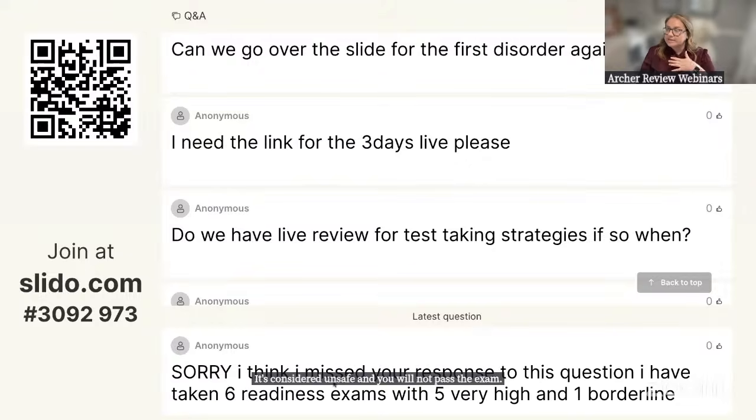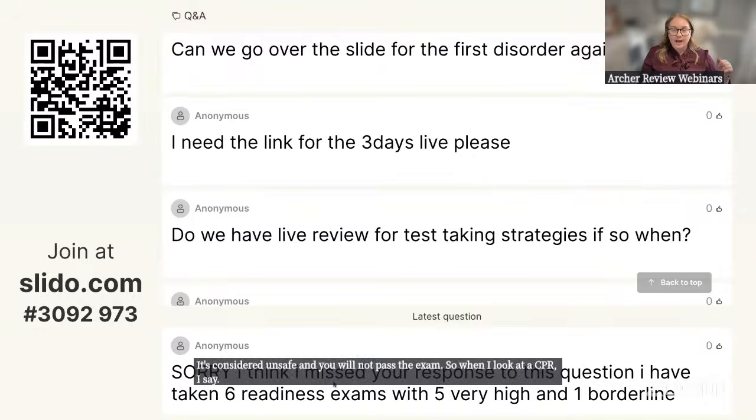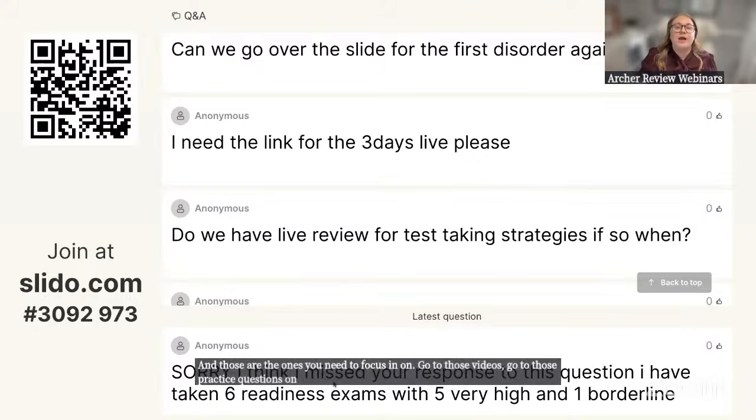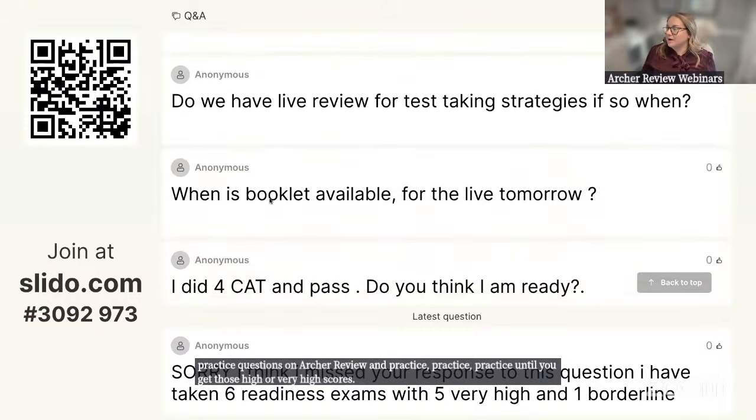So when I look at a CPR, I say, okay, go ahead and circle the areas that you are below the passing standard. Those are the ones you need to focus in on. Go to those videos, go to those practice questions on Archer Review, and practice, practice, practice until you get those high or very high scores. All right.